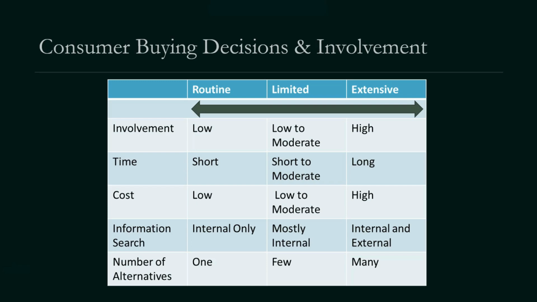The level of consumer involvement is perhaps the most significant determinant in classifying buying decisions. Involvement is the amount of time and effort a buyer invests in the search, evaluation, and decision process of consumer behavior. Let's look at each of these 3 types of decision-making.